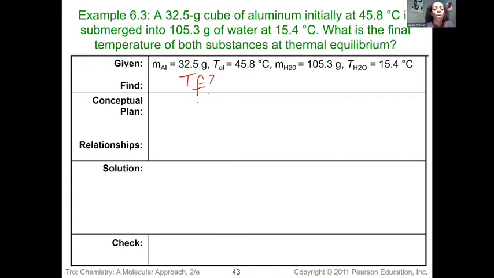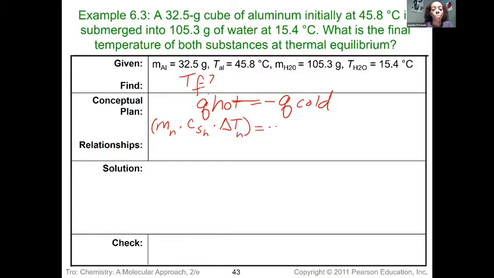And so this is where we're going to want to exploit this idea that Q hot, what the hot object loses, is equal to what the cold object gains. And then we're going to expand this idea out to say, well, this would be equal to the mass of the hot object times the specific heat of the hot object times the change in temperature for the hot. And that's equal to, but opposite, the mass of the cold object times the specific heat of the cold object times the change in temperature of the cold object. So then we're ready to plug in.